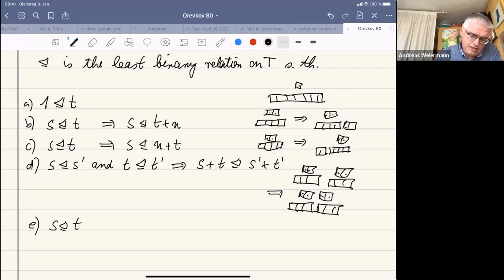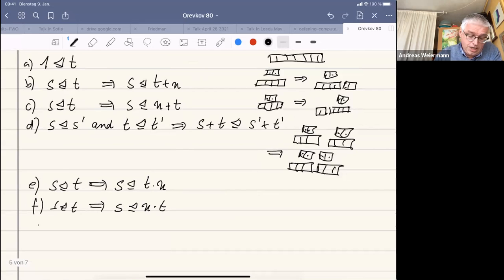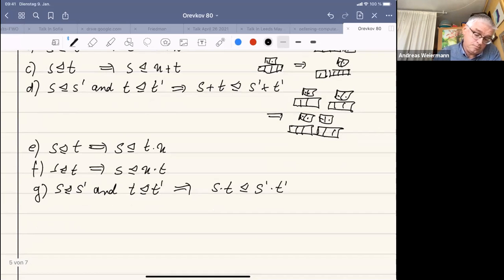If S is less than or equal to T, then S is less than or equal to T times U. And if S is less than or equal to T, for obvious reasons, then S is obviously less than or equal to U times T. And G, if S is less than or equal to S prime and T is less than or equal to T prime, then we have that S times T is less than or equal to S prime times T prime. Okay, this is a canonical notion, and I would claim this relation is natural. Now, one can sell this to secondary school students, as I hope.